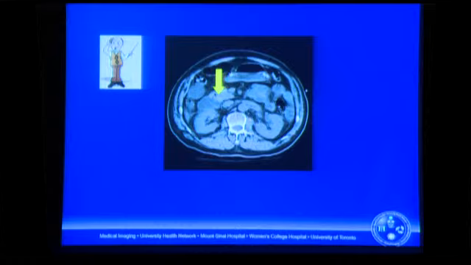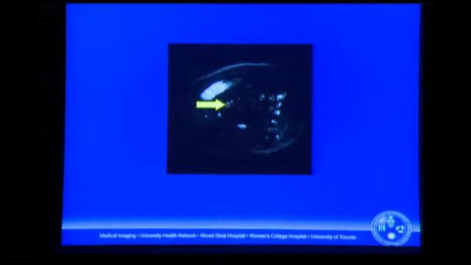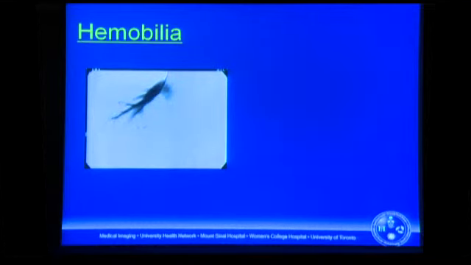CT probably has a sensitivity of somewhere around 80% for CBD stones, but it's additive to ultrasound. So ultrasound and CT together are probably somewhere in the mid-80s, maybe high 80s, for demonstration of CBD stones. Still not as good as MRI, which is the gold standard. So if you can get an MRCP, do it, but I'm just saying in our practice, it's not always immediately available to us. Now, other things in the CBD can cause pain.